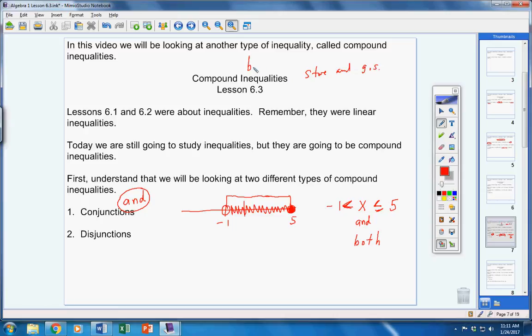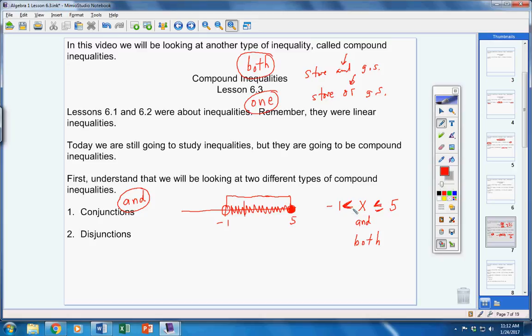If I wanted you to do both of those things, I would use the word and, correct? If I wanted you to do one of those things, I would use the word or. I would say go to the store or go to the gas station. That makes sense, doesn't it? If I want you to do both things, I use the word and. If I want you to do one thing, I use the word or. That makes sense. So a conjunction has two things that must be satisfied.